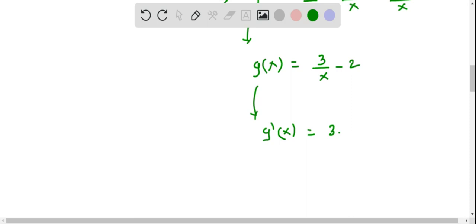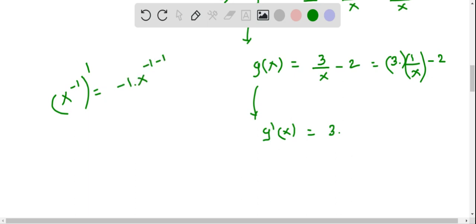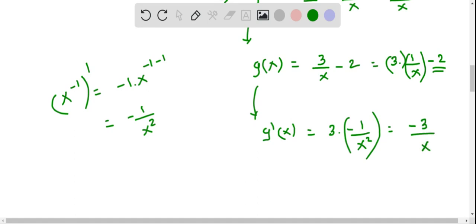So g prime of x equals the derivative of this 3 by x minus 2. We can write this as 3 times 1 by x, minus 2. We keep the constant as it is when you find the derivative and find the derivative of this 1 by x expression. As we did in question 57, this can be written first as x raised to the power of minus 1. When you find this derivative, this is equal to minus 1 times x raised to the power of minus 1 minus 1. So this equals minus 1 divided by x raised to the power of 2. And the minus 2 is a constant, so its derivative becomes 0. So we can write this as negative 3 over x squared.